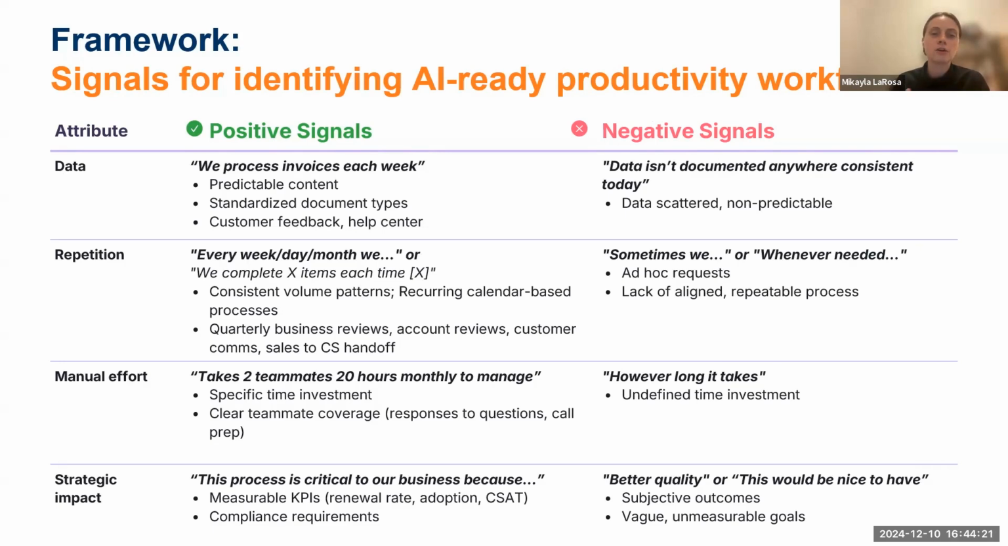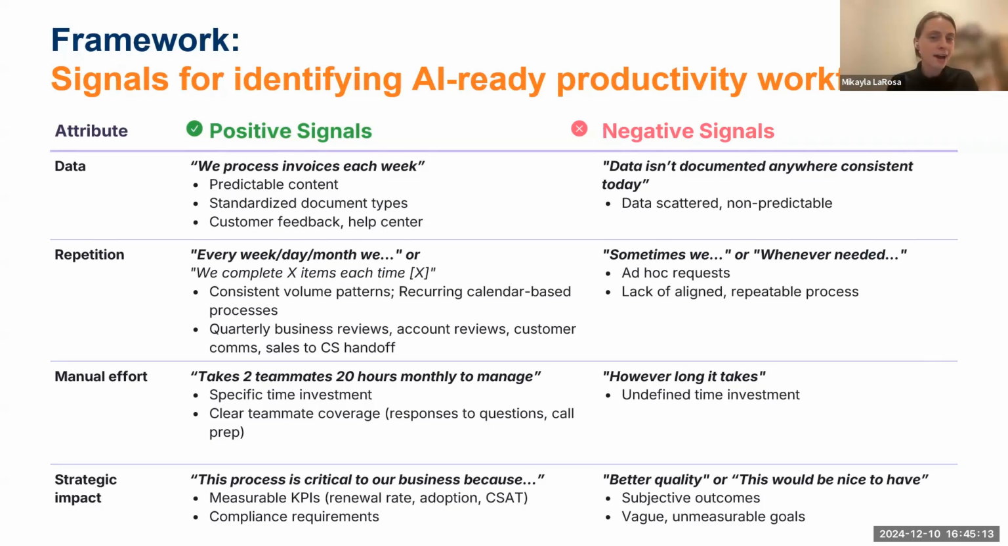And what I've done here is shown both positive signals you might want to look for, and then some negative signals, sort of anti-patterns. So if your workflow has these four components, which are data, repetition, manual effort, and strategic impact, and I'll run through each of these, you are probably in pretty good shape for something qualifying for an AI productivity workflow. What is that? At the highest umbrella, AI, artificial intelligence, is an automation. You are using AI to potentially increase productivity in this specific framework. You're speeding up work, you're accelerating a process.